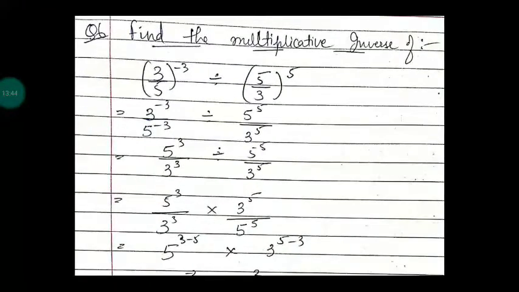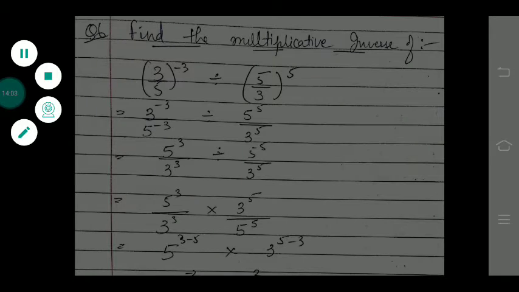Now you all might be very aware of what our basic steps are. Keep writing. The first basic step is turning the powers positive, and the second basic step is turning the division sign into multiplicative sign. These two things you solve and your whole sums easily get solved.